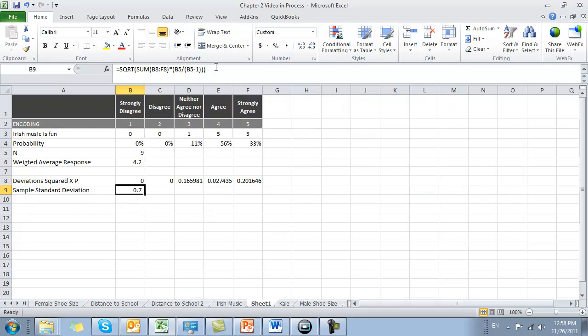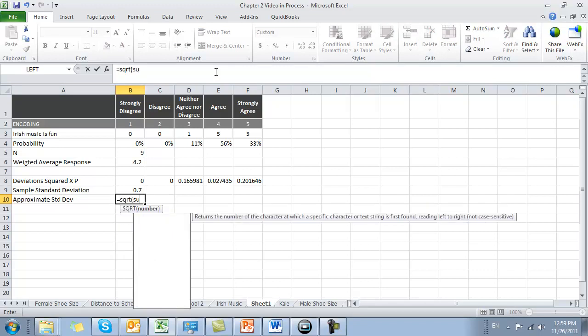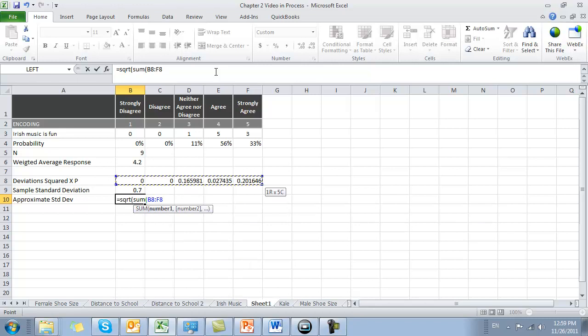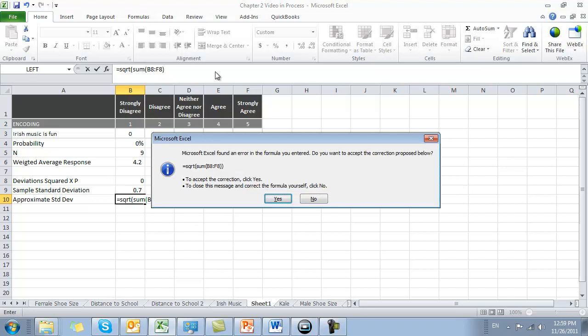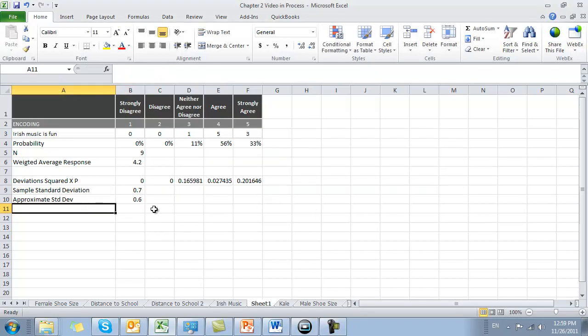Now we said we did that n minus 1, and it was an approximation. You can leave it out and approximate it. If you don't know the sample size, you have to approximate the standard deviation. You're going to have to just leave out that n if you don't know the sample size. So that'll just be the square root of the sum of these deviations squared times the probabilities. You'll see you get a slightly different number, 0.6.